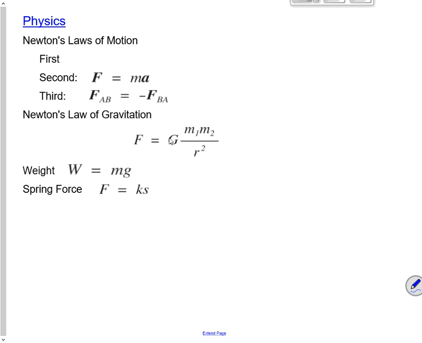Obviously, since mechanics is a branch of physics, we need to know a good bit about physics. And here's the types of things we're going to need to know about. You should have covered all this in a physics course at some point. Newton's laws of motion, there's 3 of them. The big one is going to be the second law. The sum of the forces is equal to the mass times the acceleration. We also use a little bit of Newton's law of gravitation, weight, spring force. You'll notice that all 3 of these are magnitudes. These are not showing you how to calculate the vector force. These are just showing you how to calculate the magnitude of the force.